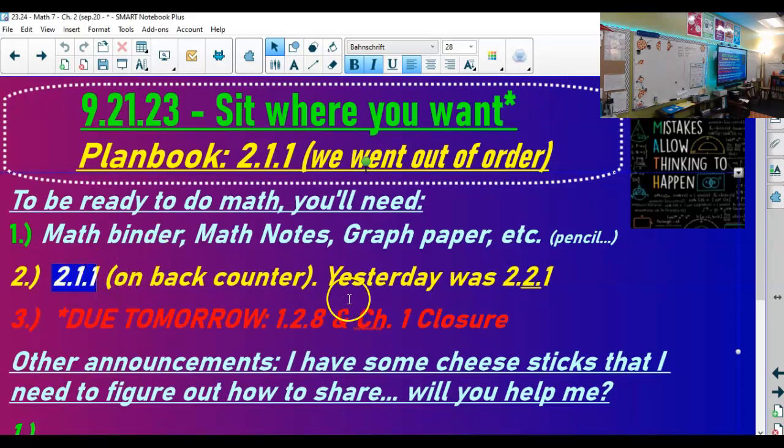We're out of order. Yesterday was 2-2-1 because we did it for the Desmos, right? It's okay that we went out of order. Don't worry, I'm driving this bus that we're all on. We took a different turn. It wasn't a wrong turn. It was a different turn. So today is 2-1-1.